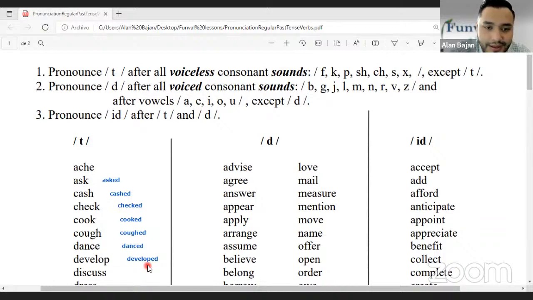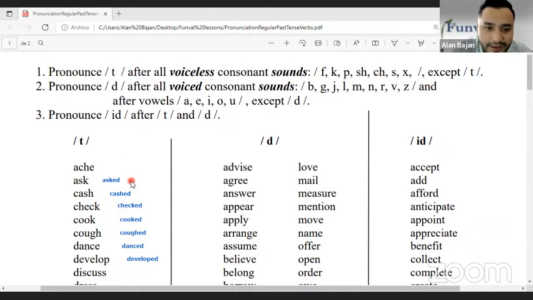Develop. Developed. No. Develop. Oh, it's the sound of the P, letter P, right? It's developed.